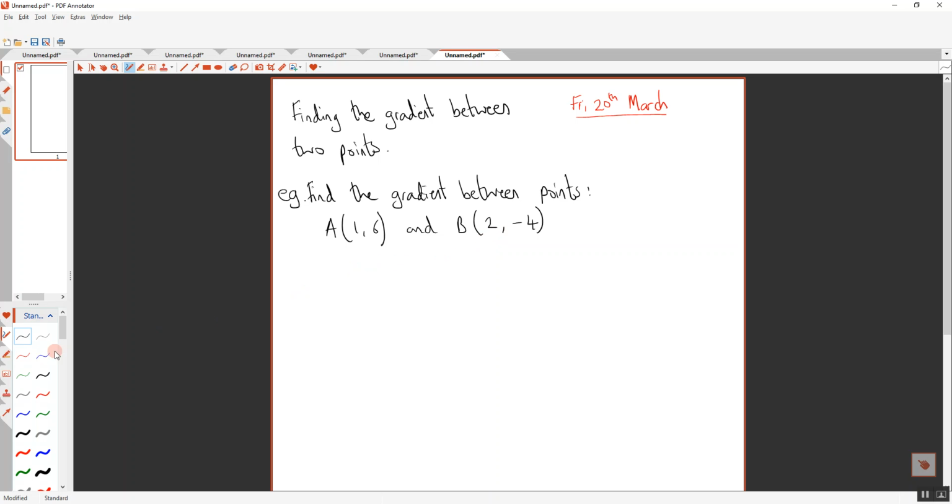So we said yesterday we have to use our formula. You don't need to remember it, but our formula for gradient is vertical over horizontal. But if we're given points, we have to use this one: y2 take away y1, that gives us our vertical bit, over x2 take away x1.